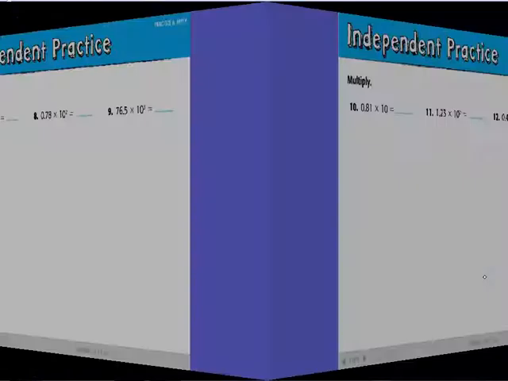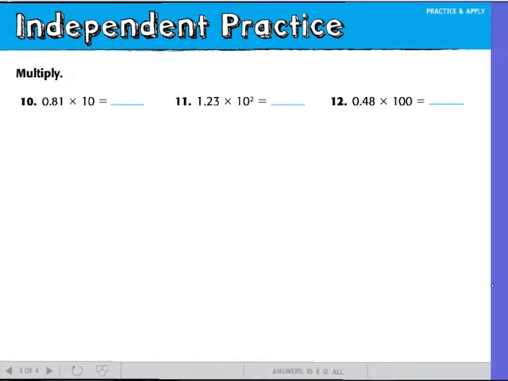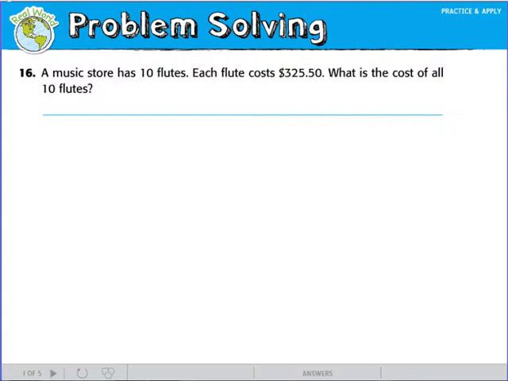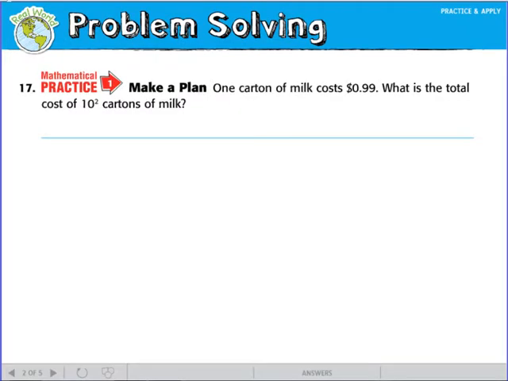There's more. So you're going to keep going. Alright, the algebra. Just because they put a letter after the equal sign, that's just what it's equal to, okay? So we have 16, 10 flutes. Carton of milk. 10 to the second power. How many cartons of milk are there? 100. 100, very good.